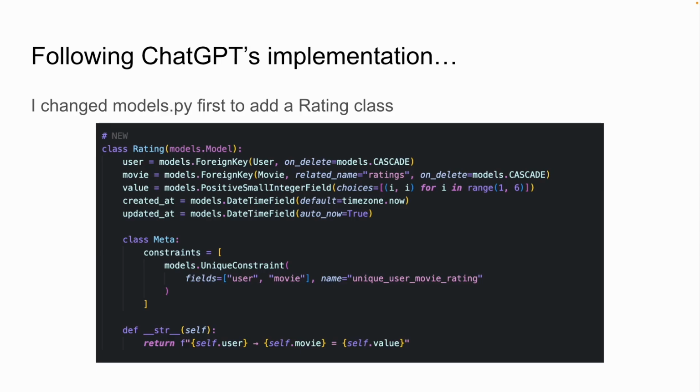So I also just put that information into ChatGPT and I just followed the implementation that it had recommended. So I just changed the models file, and then I just added a rating class.